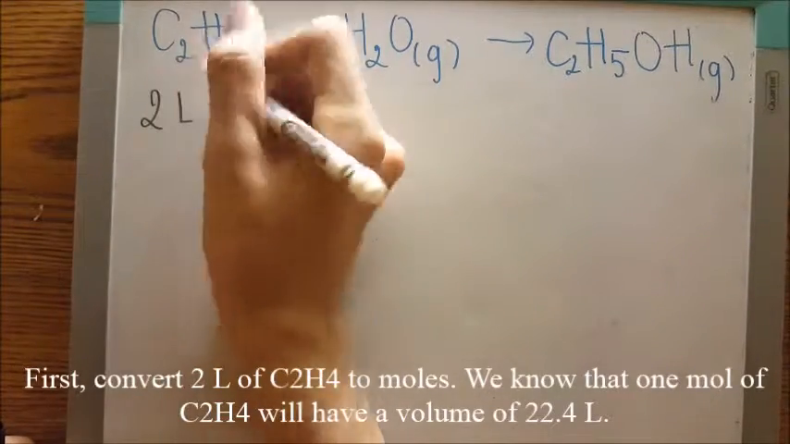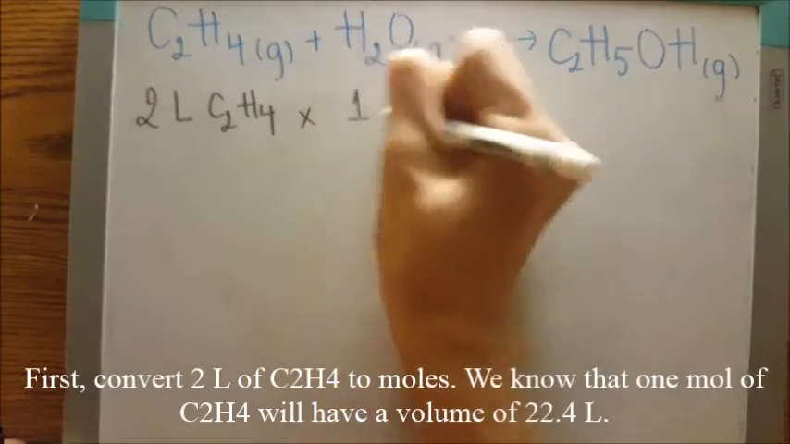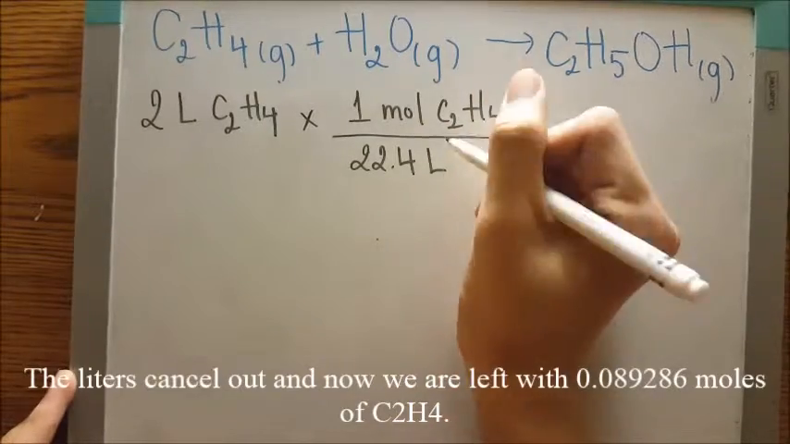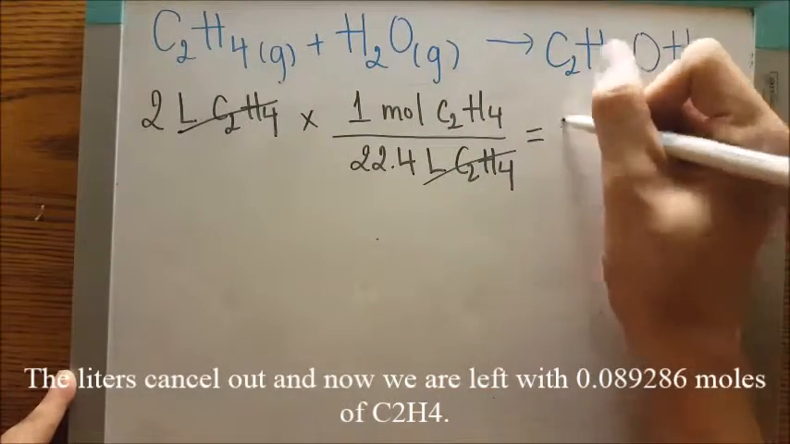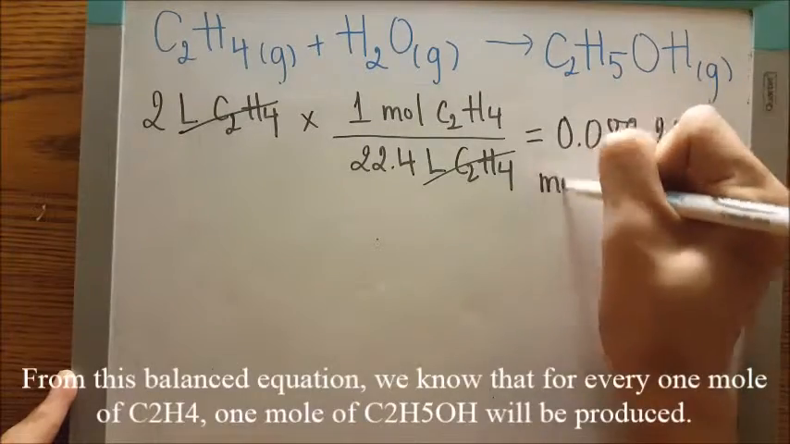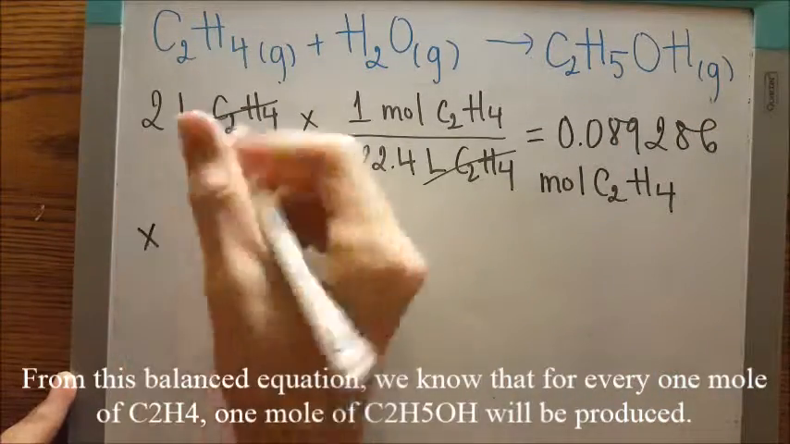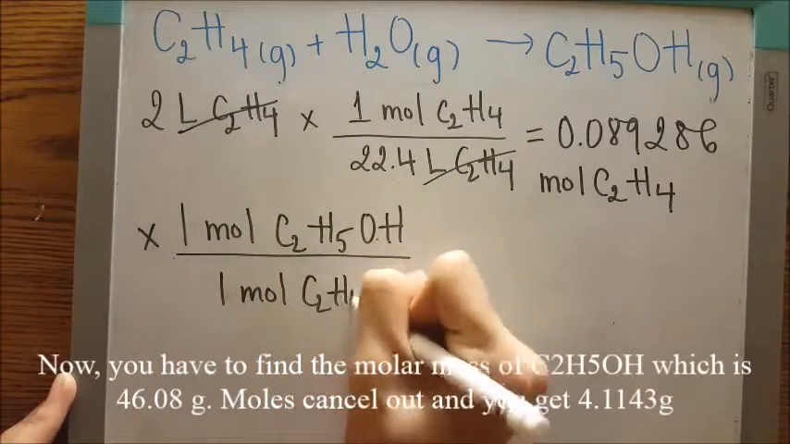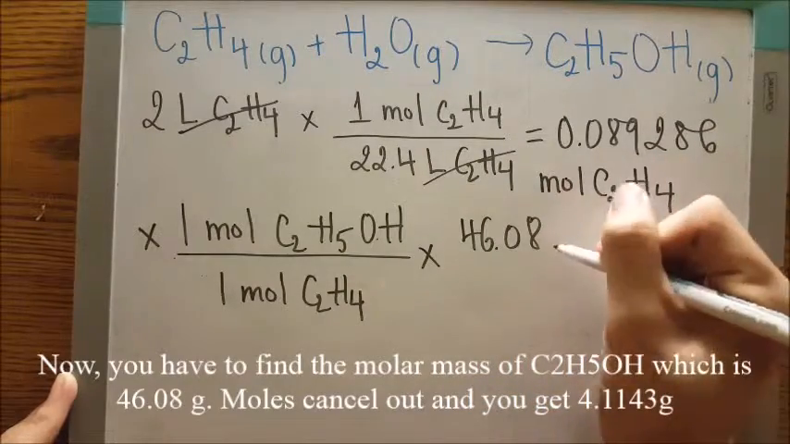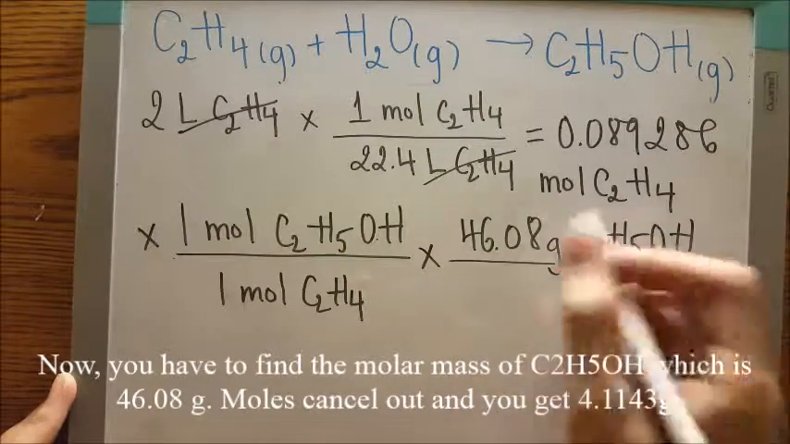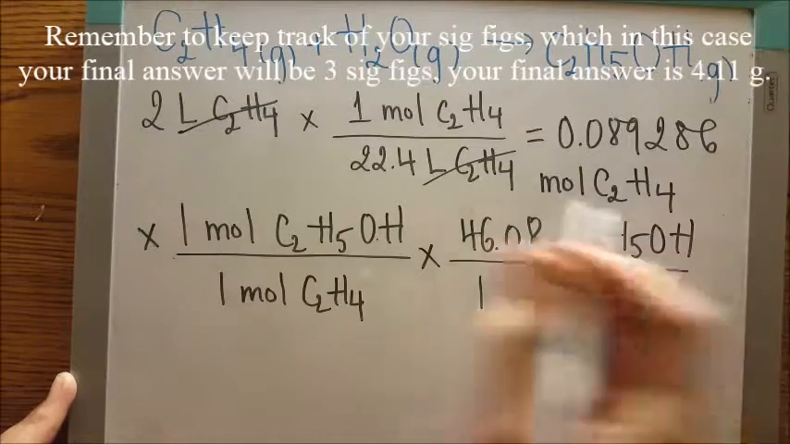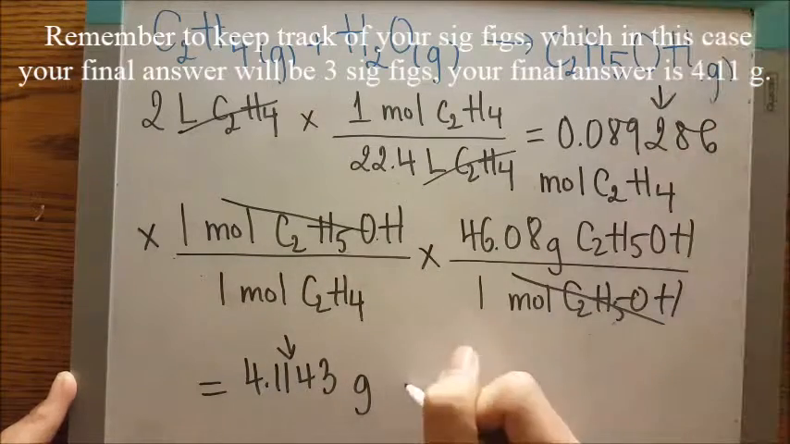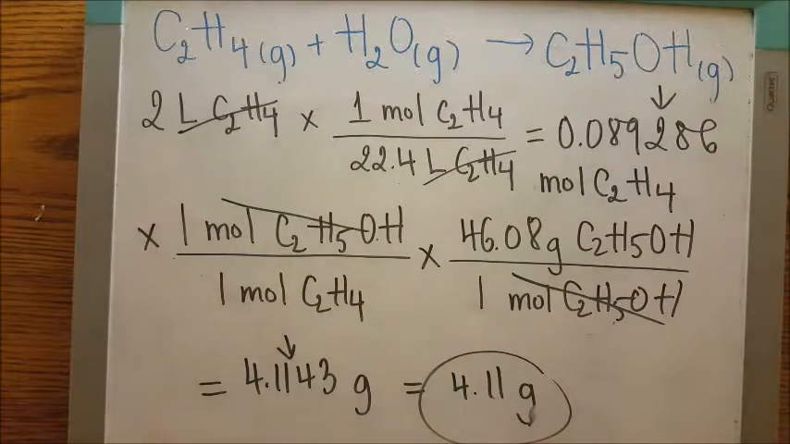First, convert 2 liters of C2H4 to moles. We know that 1 mole of C2H4 will have a volume of 22.4 liters. The liters cancel out and we are left with 0.089286 moles of C2H4. From this balanced equation, we know that for every 1 mole of C2H4, 1 mole of C2H5OH will be produced. Now you have to find the molar mass of C2H5OH, which is 46.08 grams. Moles cancel out and you get 4.1143 grams. Remember to keep track of your sig figs, which in this case means your final answer will be up to 3 sig figs. Your final answer is 4.11 grams.